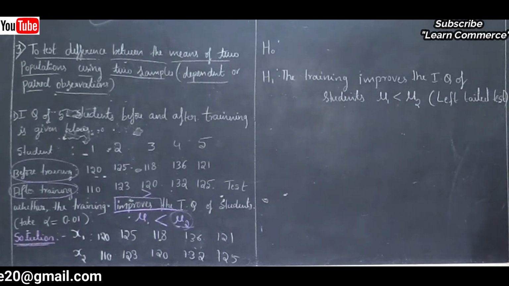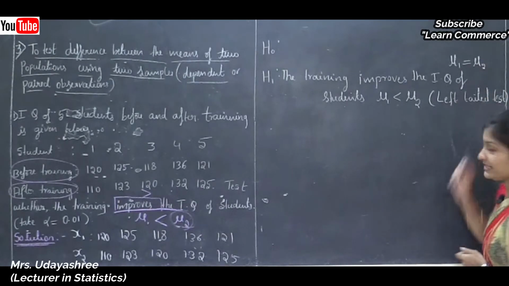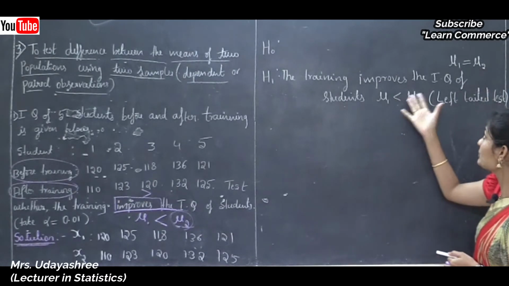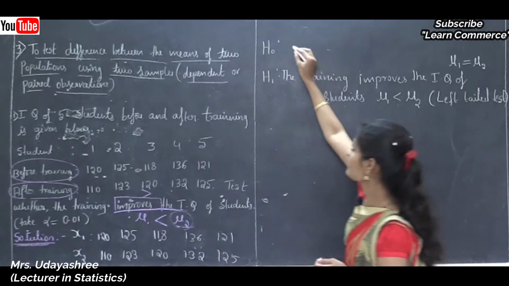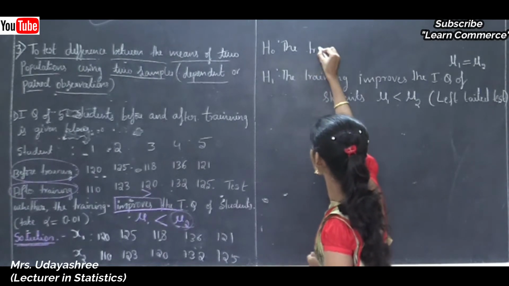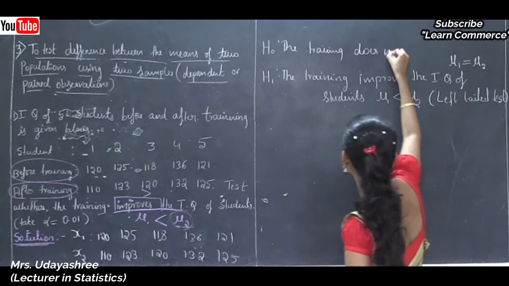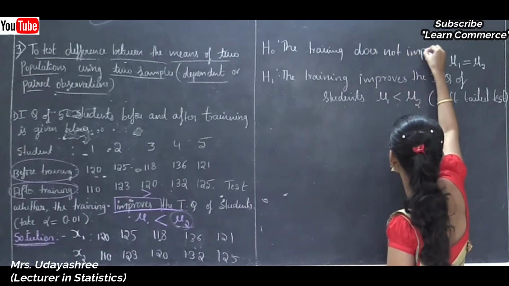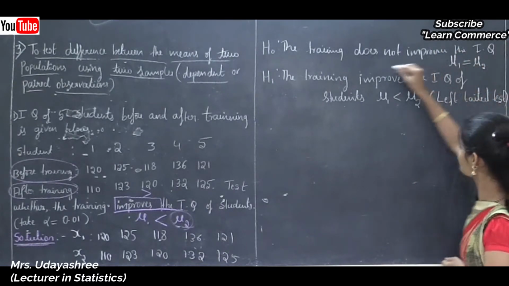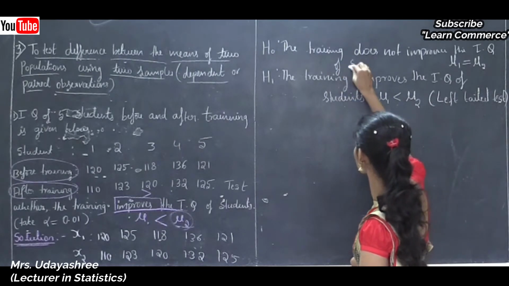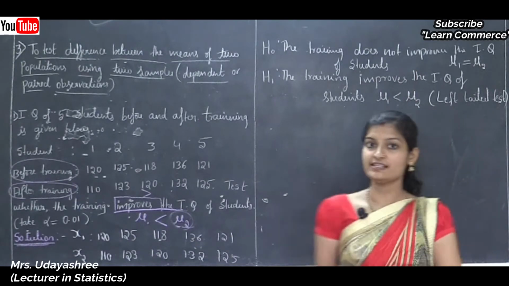And H naught is always equal to, so we can write mu1 is equal to mu2. When it is equal, the training does not improve the IQ of students. So here H naught is that the training does not improve the IQ of students, that is mu1 is equal to mu2.